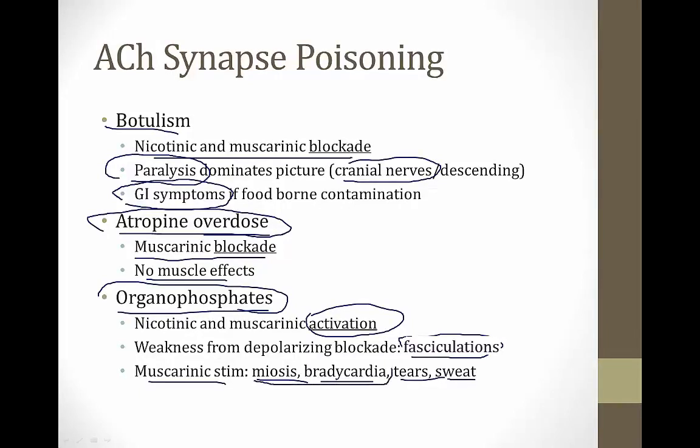Keep in mind the pupils and the heart. Those are good telltale signs. If you see miosis and bradycardia, you have activation of acetylcholine synapses. If you see dilated pupils and tachycardia, you have blockade of muscarinic receptors, as in atropine overdose. And that's the way I often keep them straight. When I start to get confused, I look at the question and see what's happening in the eyes, what's happening in the heart. If the heart rate is fast, it's atropine. If the heart rate is slow, it's organophosphates. You can do the same thing for the eye findings.